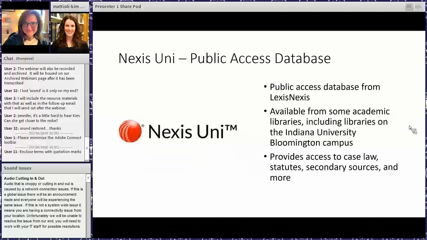We don't have much time left, so I'm not going to spend a lot of time talking about Nexis Uni, mainly because not everyone's going to have access to it, but I do want to mention it. It's a public access database that's made available by Lexis. It's not freely available, but a lot of academic libraries have purchased it and allow the public to use it. Like here at the IU Bloomington campus, you can come into one of the public access computers in our library and log into Nexis Uni and use it for research. I looked, and IU McKinney School of Law has access as well. I'm sure many other academic libraries in the state provide access. And it provides access to case law and many other types of law as well.